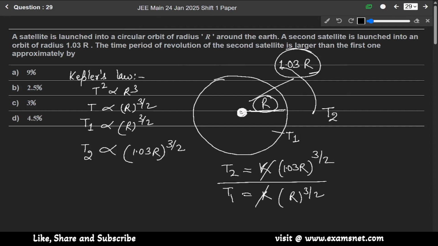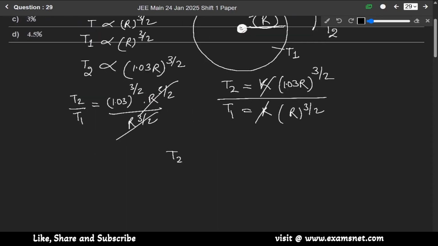So k cancels out. So t2 over t1 will be equal to 1.03 to the power 3 by 2 into r to the power 3 by 2 over r to the power 3 by 2. This r to the power 3 by 2 cancels out. So t2 will be equal to 1.045 of t1, which means t2 will be 4.5 percent larger with respect to t1. Okay, this is our answer.